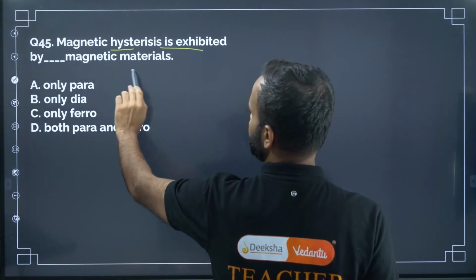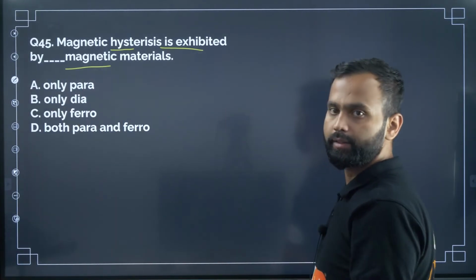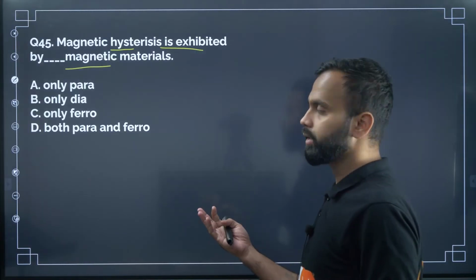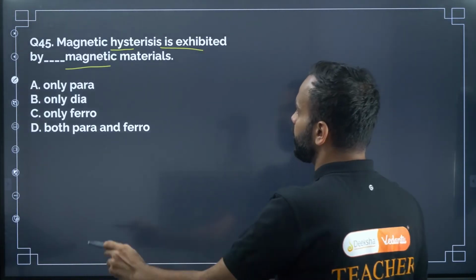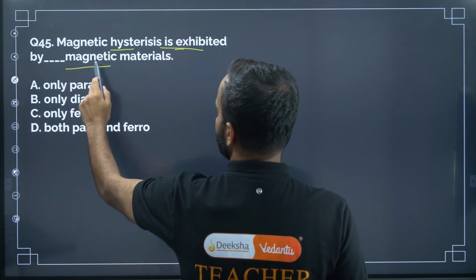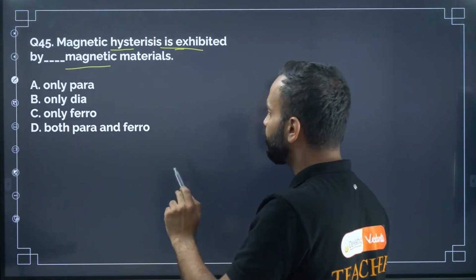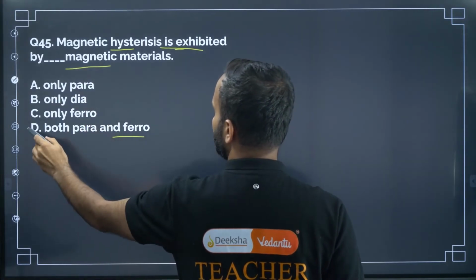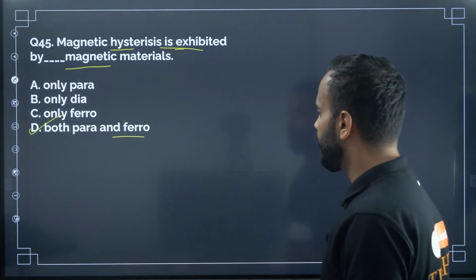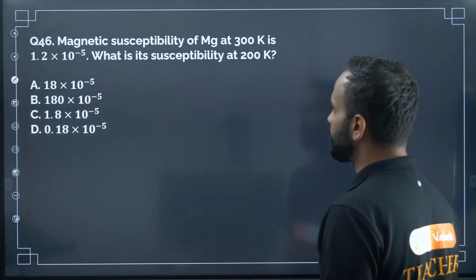Magnetic hysteresis exhibited by dash magnetic materials. Again, a direct and memory-based question. Magnetic hysteresis is exhibited by both para and ferromagnetic materials. So option D is the correct answer. Next one, question number 46.